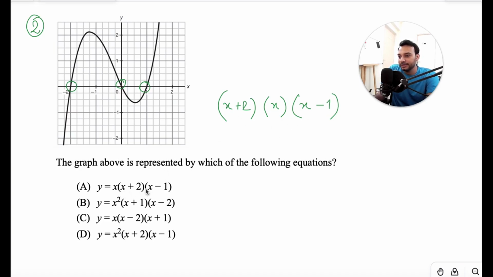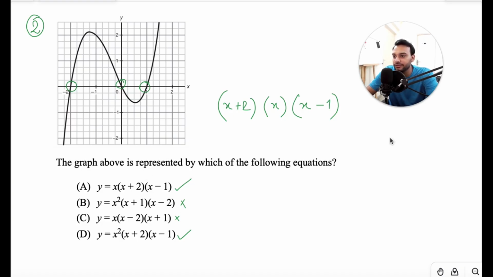Let's see. They're present in the first one. x plus 1, x minus 2, wrong. x minus 2, x plus 1, wrong. x plus 2, x minus 1, that's present in the last one as well. So option A and D, in both of these, they're present. Now there are multiple ways to ascertain which one is the correct option from A and D, whether x or x squared. The quickest one is to head straight to Desmos and do no fancy things. Just look at the Desmos graphs for these two equations and see which one matches the picture above.